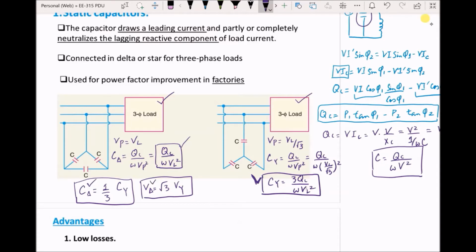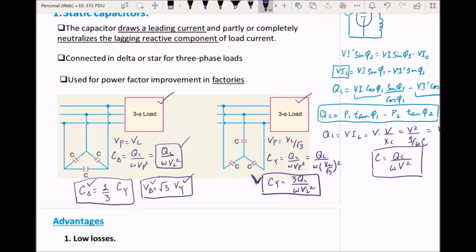delta connection over the Y connection, because the delta connection is rated for higher voltage than the circuits in Y configuration. So this is a small analysis which I've done. It is not in the book, so it is just for the sake of understanding what we have to prefer in a certain case when we have two configurations given.